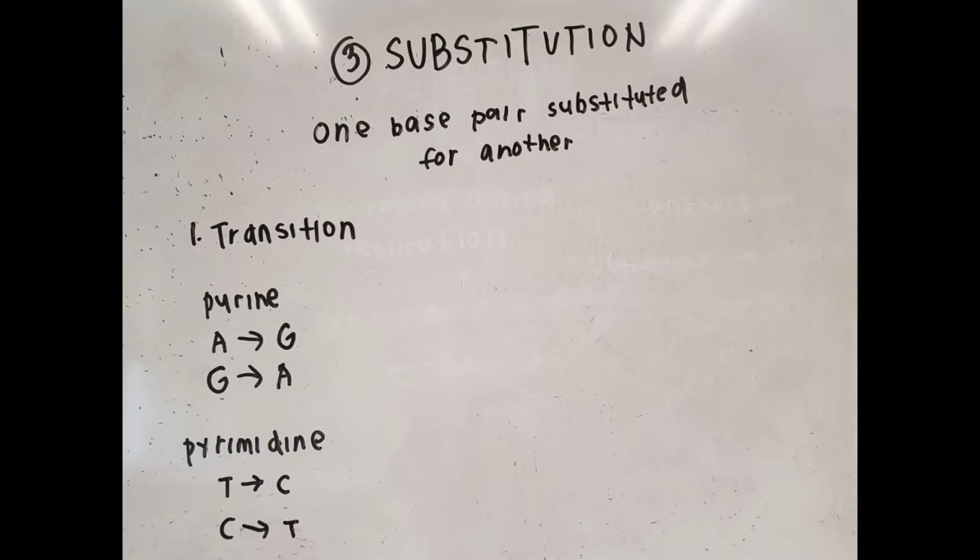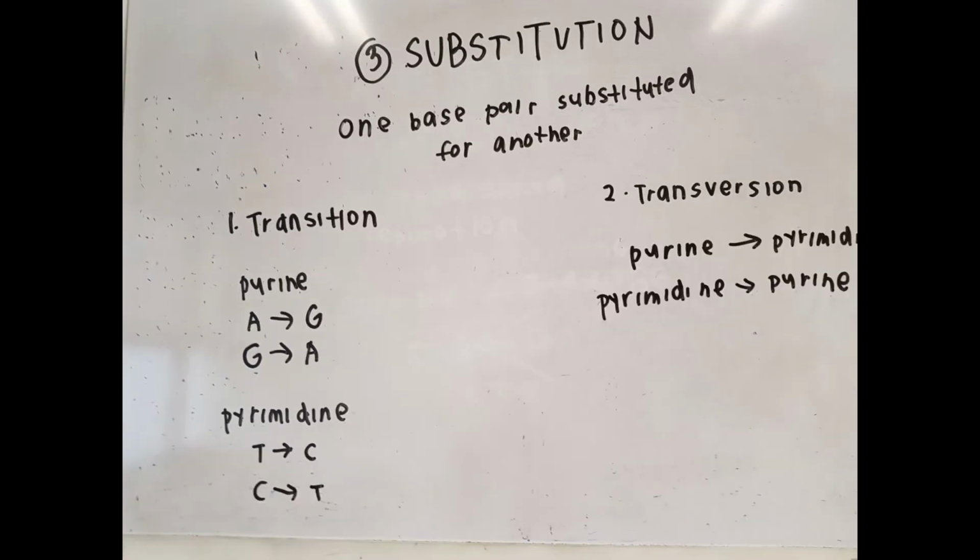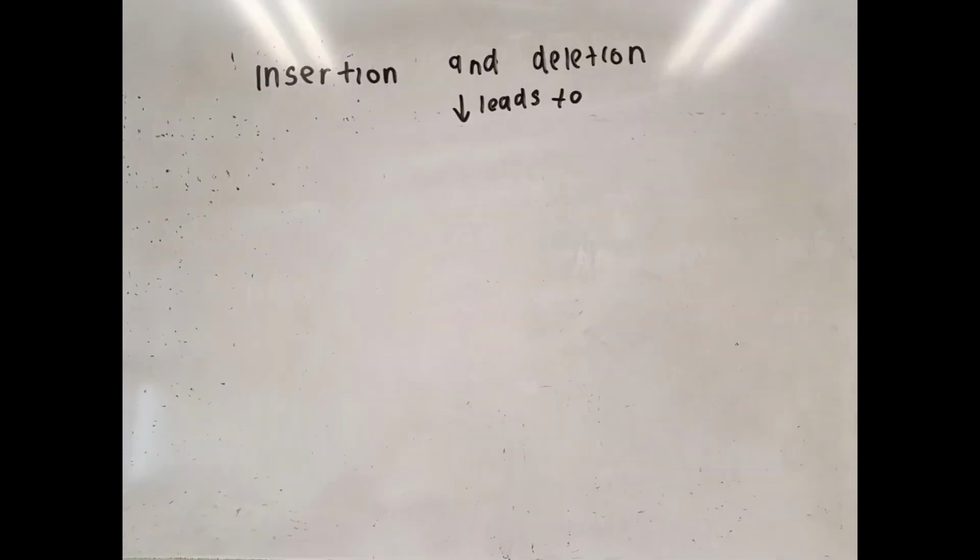A substitution mutation occurs when one base pair is substituted for another. Transition happens when a purine is changed to another purine, or when a pyrimidine is changed to another pyrimidine. Transversion, on the other hand, happens when a purine is changed to a pyrimidine or vice versa.